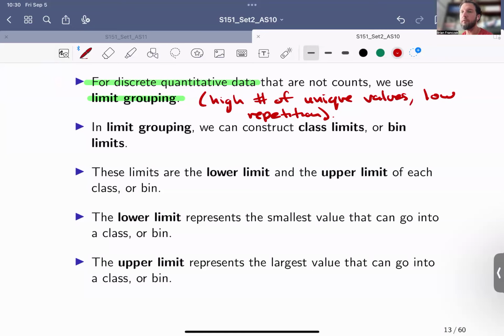Okay, now this is our first method of actually constructing a bin. A bin, like you can think of in the literal context, is like a box that you're going to place values into, and you have to establish the limits of the box. So the limit grouping method says take a particular value, define that as the lower limit, take an upper value, define it as the upper limit, and anything that sits between those limits goes into that box.